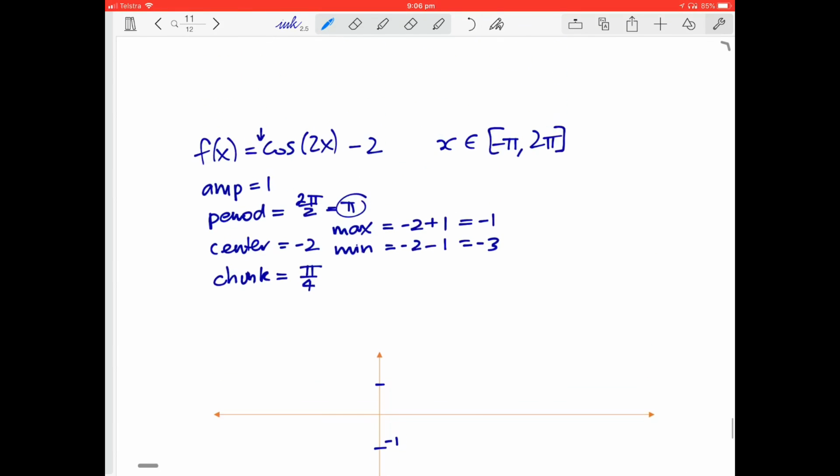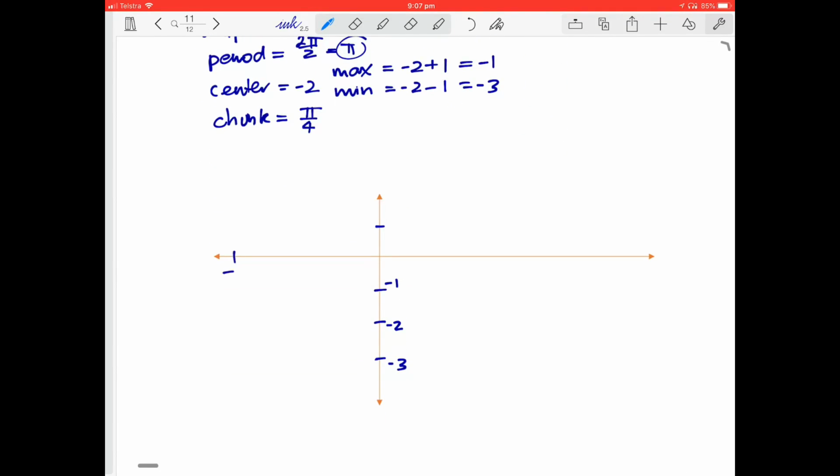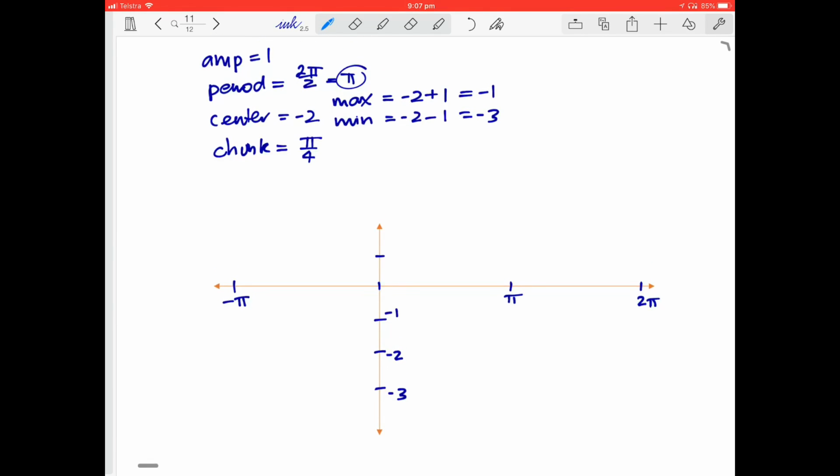Our graph has to go from negative pi to 2 pi. So if that distance is pi, then if we go again, that's going to be 2 pi. If we remember, our chunk is pi on 4. So we've got to cut this up into pi on 4. If I chop that in half and chop that in half, that's pi. They're all pi on 4s. Cut it in half, cut it in half, cut it in half again.